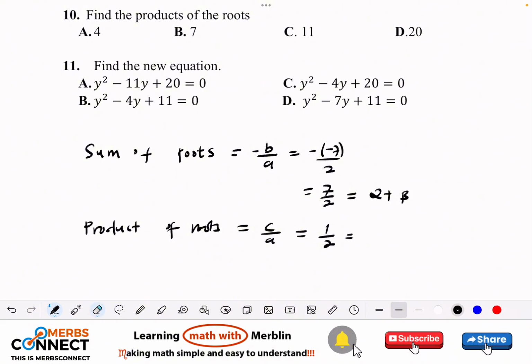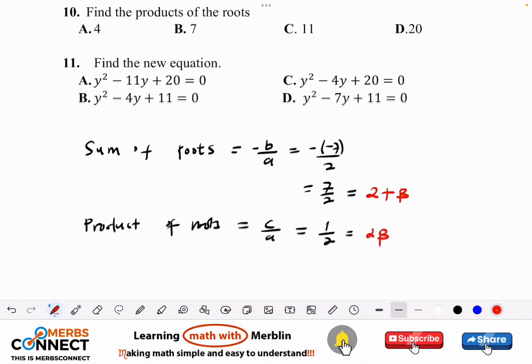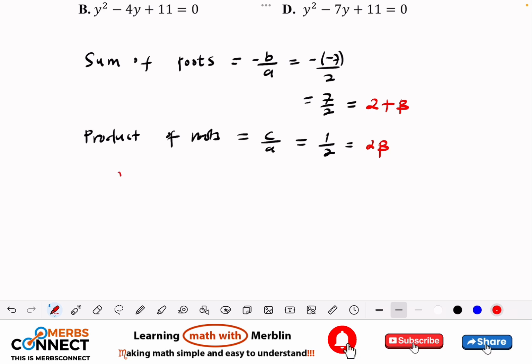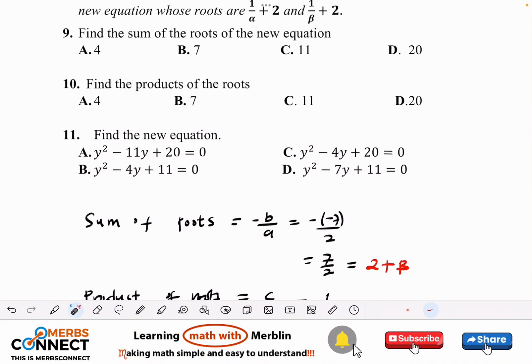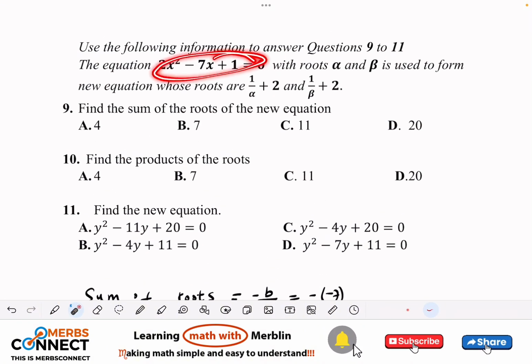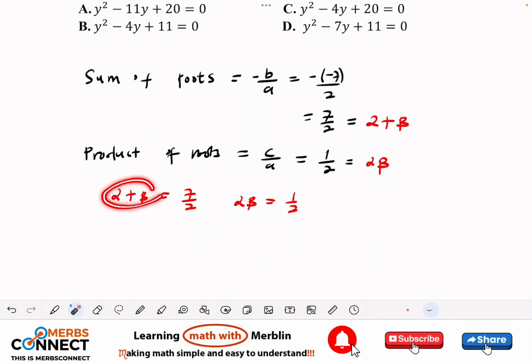So let me use red ink to do this one. So alpha plus beta, and this is the product of roots, so this is going to be alpha beta. So that is the idea. Let me write them here. Now we have alpha plus beta equal to 7 over 2 and alpha beta equal to 1 over 2, right? So I found the sum of roots from this equation, but I know that alpha and beta are the roots of this. So sum of roots, product of roots, which is going to give us this.